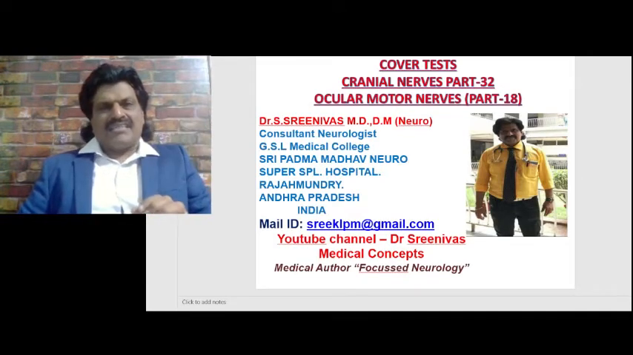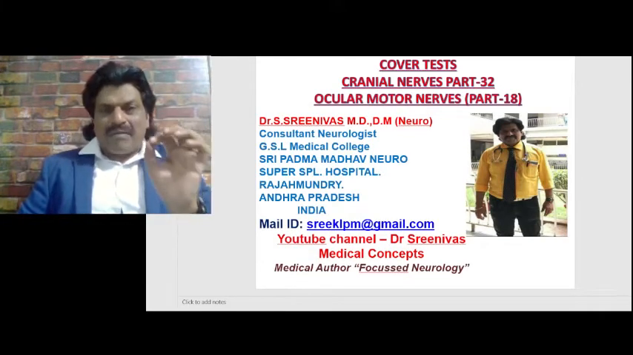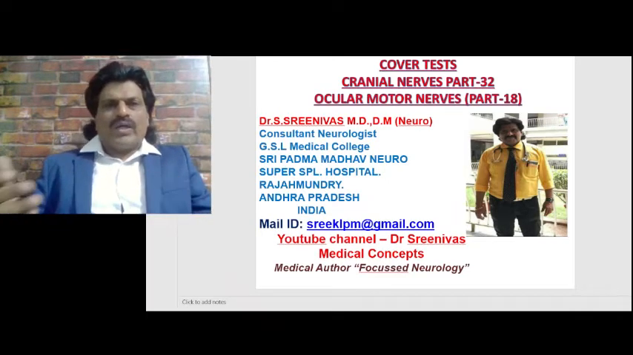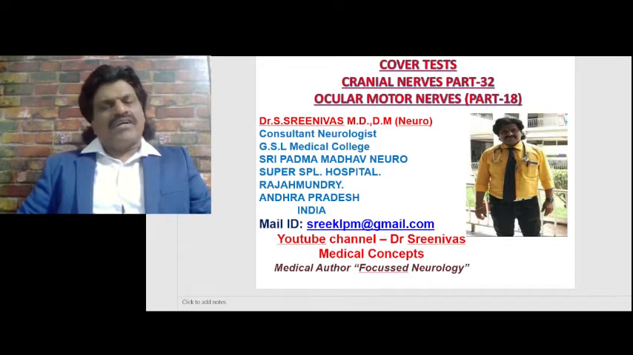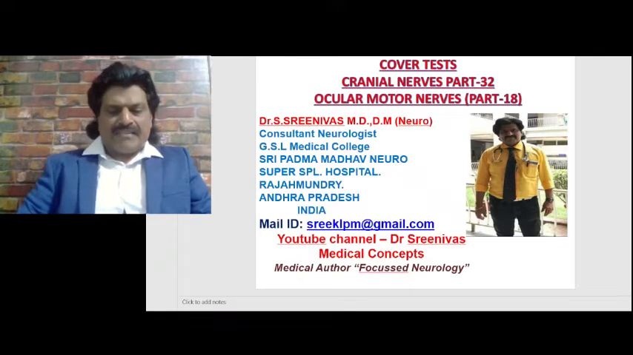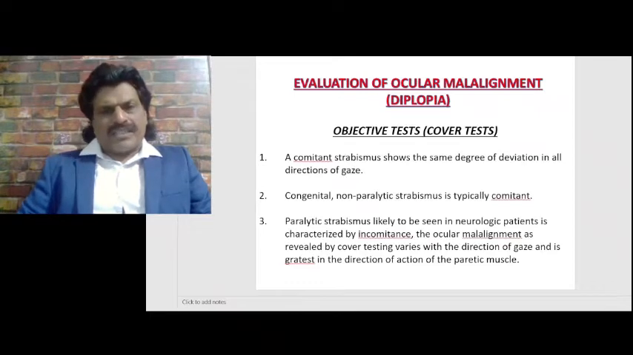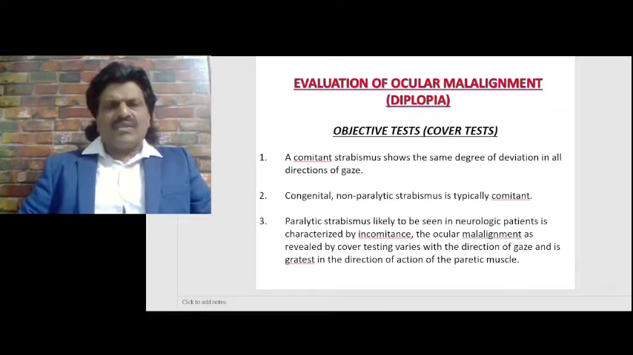Today we are going to talk about a very fascinating topic, the cover test, to understand the primary deviation and secondary deviation. This is the cover test, cranial nerves part 32, oculomotor nerves part 18. Evaluation of ocular misalignment and diplopia: objective test, cover test. To understand this, we need to understand the two laws pertaining to the primary deviation and secondary deviation.